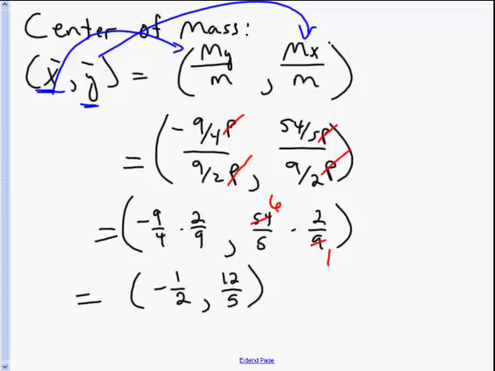So hopefully that helps you a little bit. Again, it's just the formulas, but I wanted to kind of talk through the formulas a little bit and make sure you understood exactly what you were finding when you were finding a center of mass.